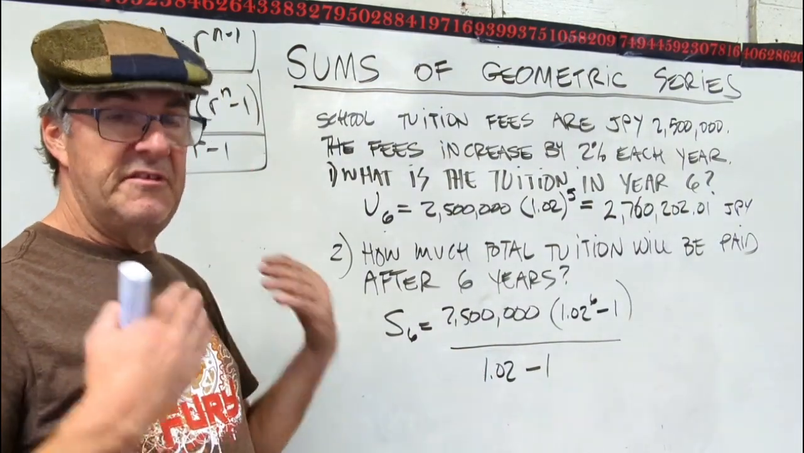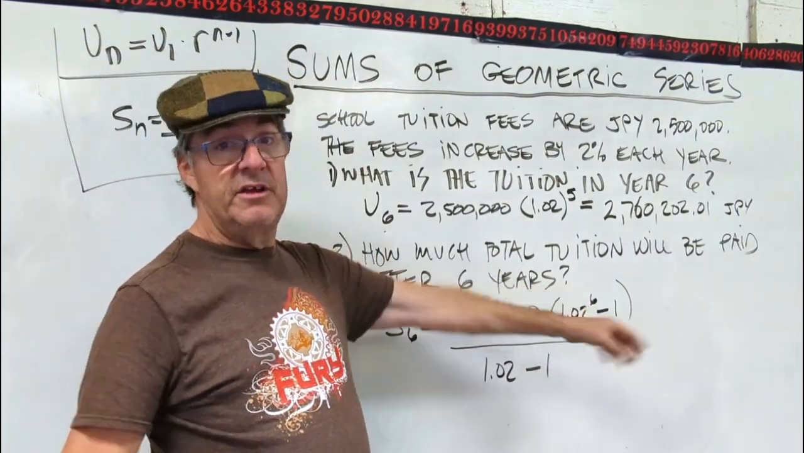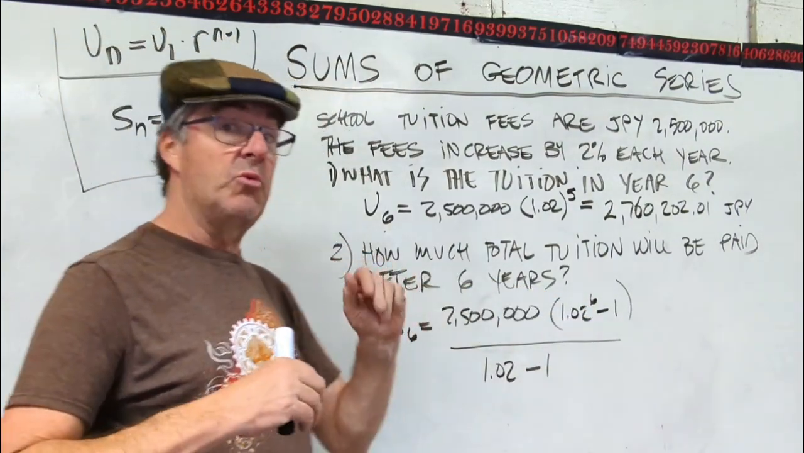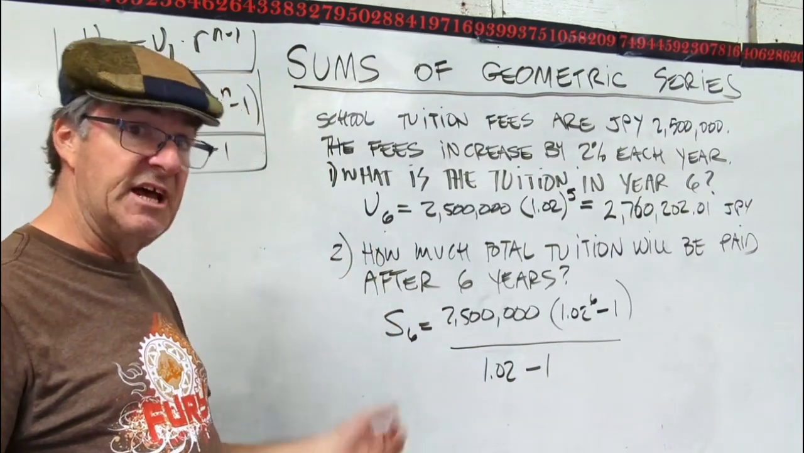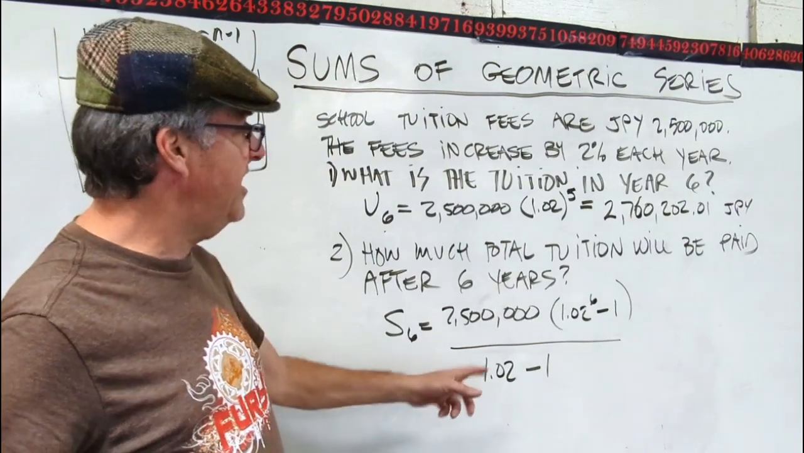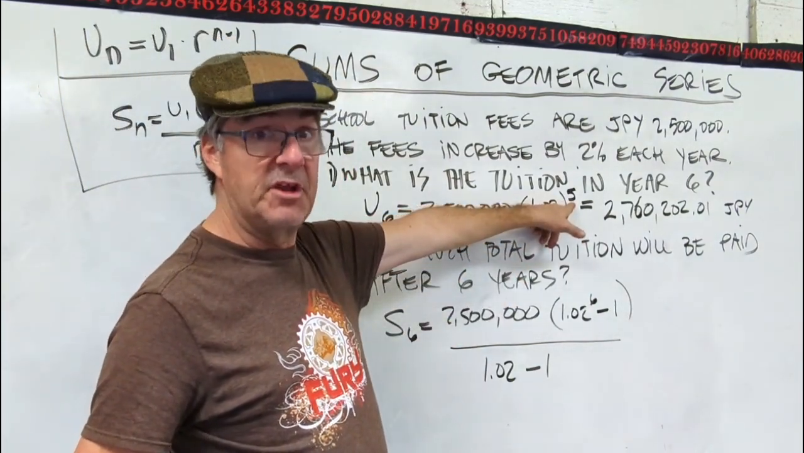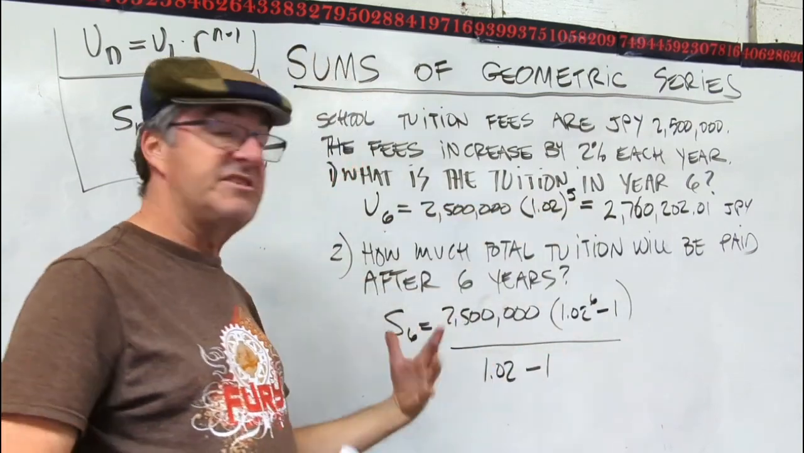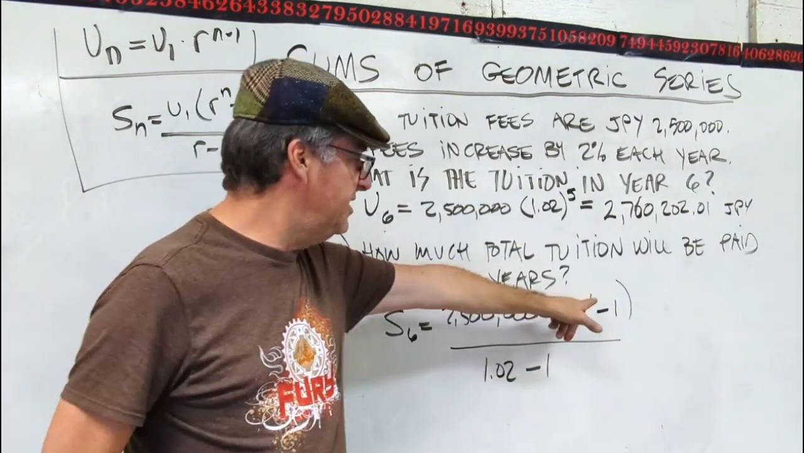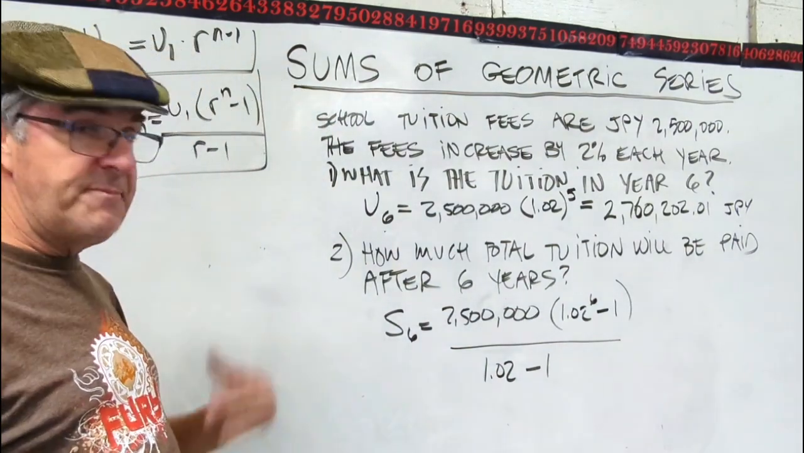Remember when we do the nth term formula, the exponent is n minus 1? You need to keep this straight because with the geometric sum formula, it's just the n. It's not n minus 1. So in this case, here we had n minus 1, we had 5 to find the sixth term. But to find the sum of all the terms up to 6, we use the 6 in the exponent. Okay, so here's my plug-in step.